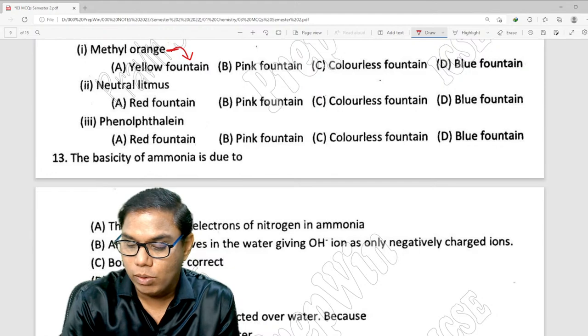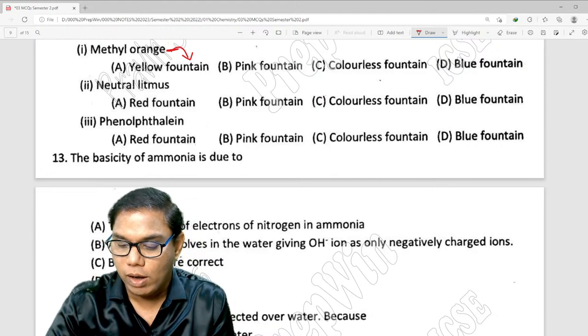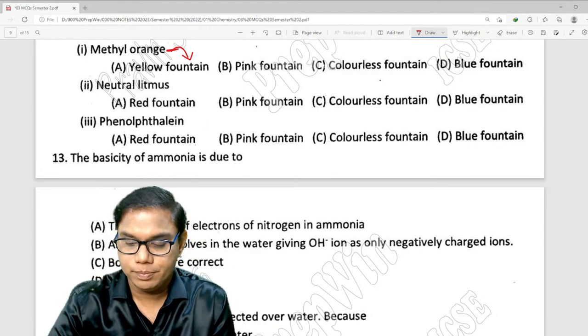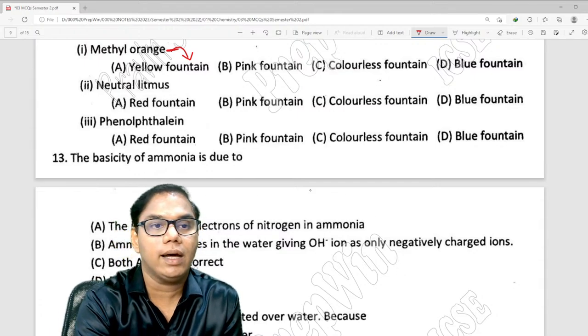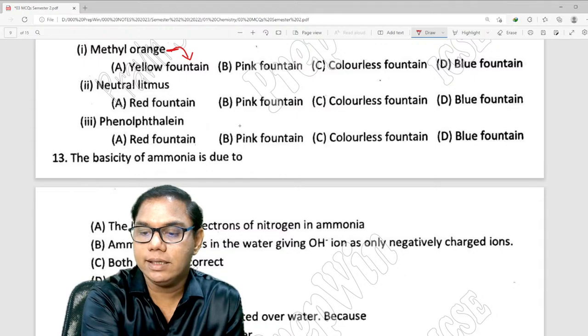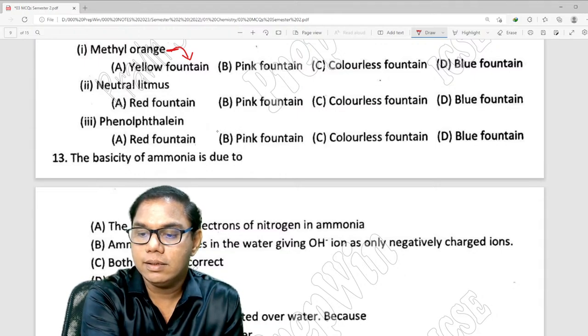Neutral litmus. In base, which color does litmus turn? Which color? This is very easy.